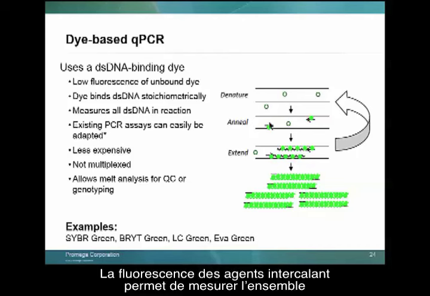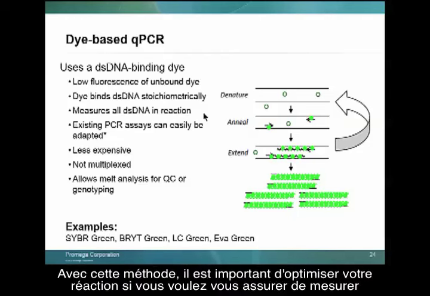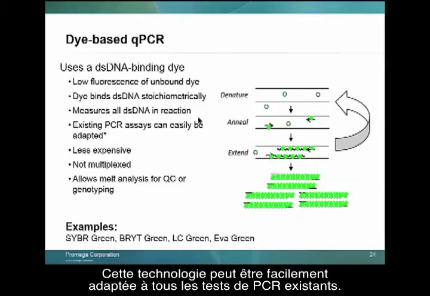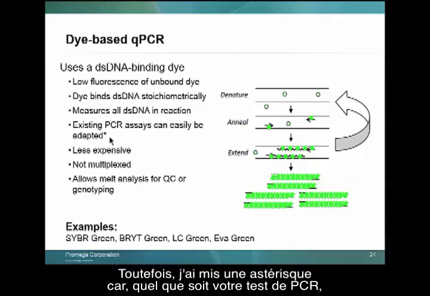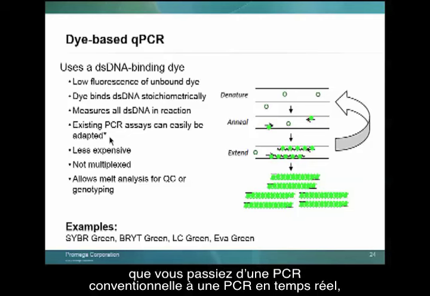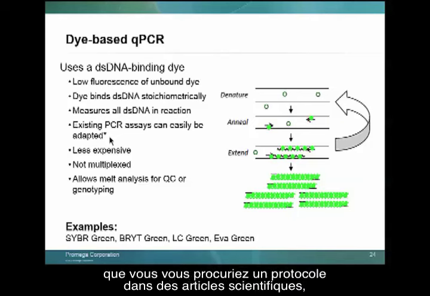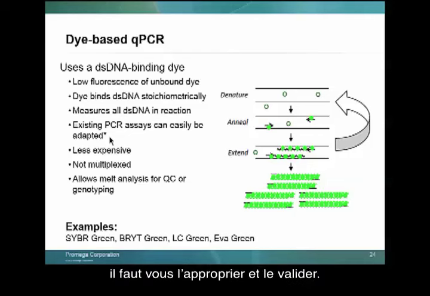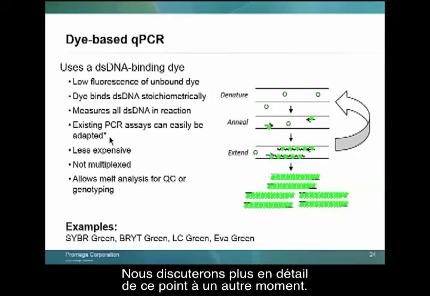The double-stranded DNA binding dye will measure all double-stranded DNA in the reaction, so you need to optimize your reaction if you're quantifying with these methods to make sure that what you're quantifying is just your target of interest and that you do not have nonspecific products. This technology can be really easily adapted to any existing PCR assays. And I have an asterisk here because your PCR assay, no matter what it is, if you are moving to real-time PCR from a traditional PCR, if you've pulled an assay from the literature, if you've gotten it from the colleague down the hall, or if you buy a quote-unquote pre-validated assay, they all still need to be validated in your hands. And I'll talk more about that later.